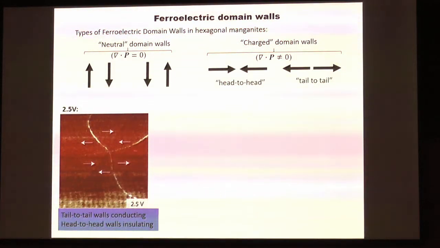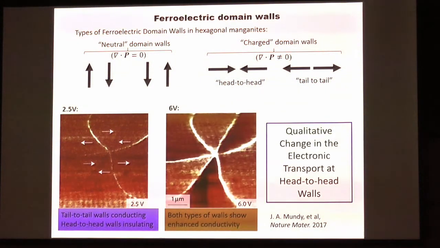So here's this CAFM image of the erbium manganite at 2.5 volts. You can see you have the insulating head-to-head and the conducting tail-to-tail. Then when you apply 6 volts at your tip, suddenly both types of walls are showing enhanced conductivity. So you can get this qualitative change in the electronic transport.